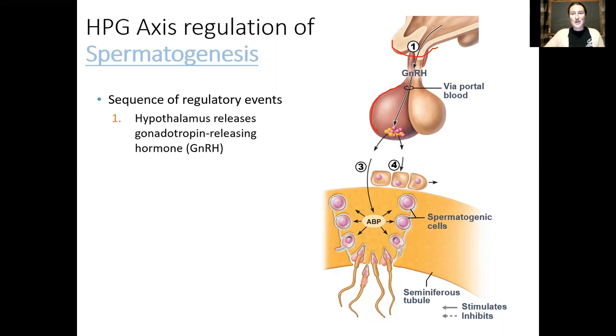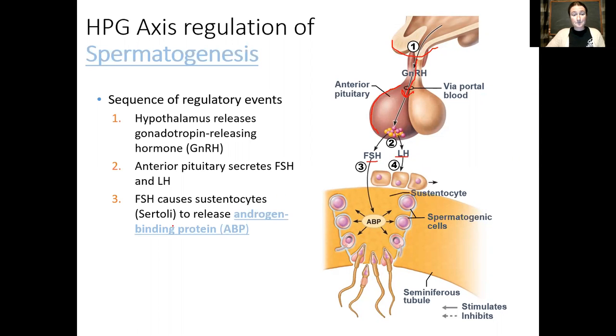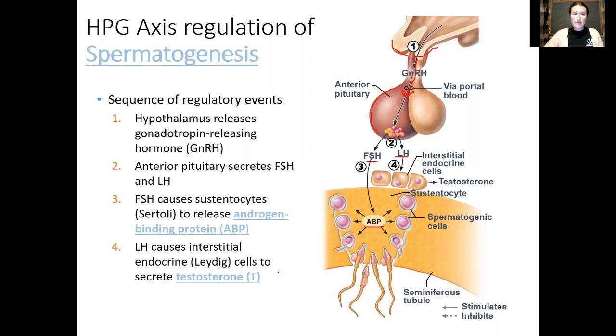GnRH is released into the portal system, which immediately delivers it to the anterior pituitary gland. The anterior pituitary, in response, releases both FSH and LH. We can see them being released into the blood here. FSH only binds to cells with FSH receptors, specifically the sustentocytes or Sertoli cells. In response, the sustentocytes release ABP into the interstitial fluid, into the surrounding area. ABP is going to bind to testosterone.